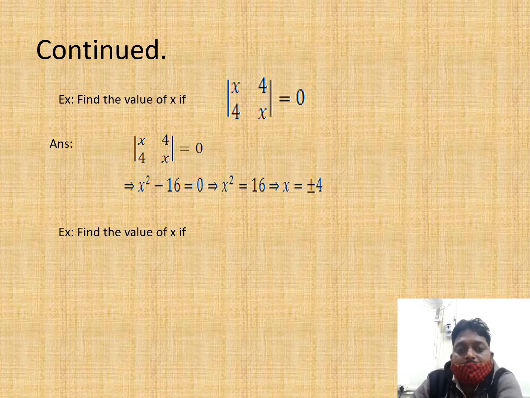Next, another question for you. Find the value of x if the determinant with first row 2x, 5 and second row 5, x is equal to 1. Here you have to find the value of x. Just do A into D minus B into C. 2x into x minus 5 into 5 equals to 1.